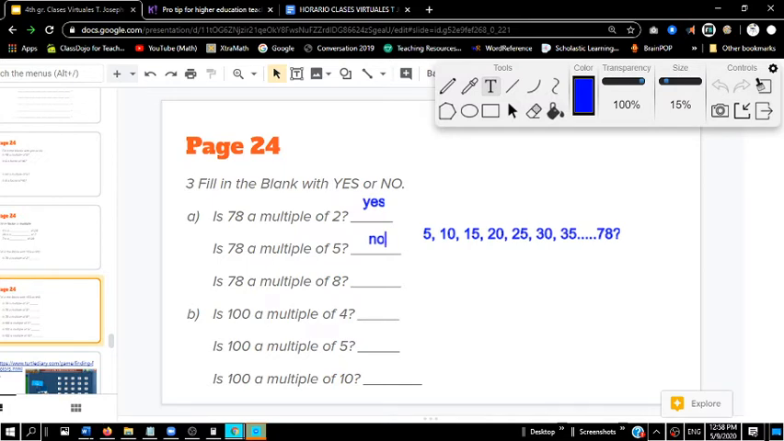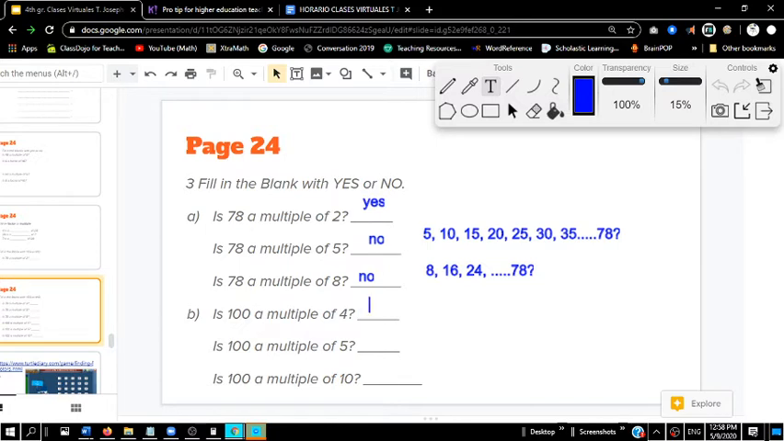What about, is 78 a multiple of 8? Well, let's see. 8, 16, 24. Will we eventually get to 78? No, we won't, unfortunately. 8 times 8 is 64. 8 times 9 is 72. 8 times 10 is 80. No, we're not going to get there. So no, that's not correct.